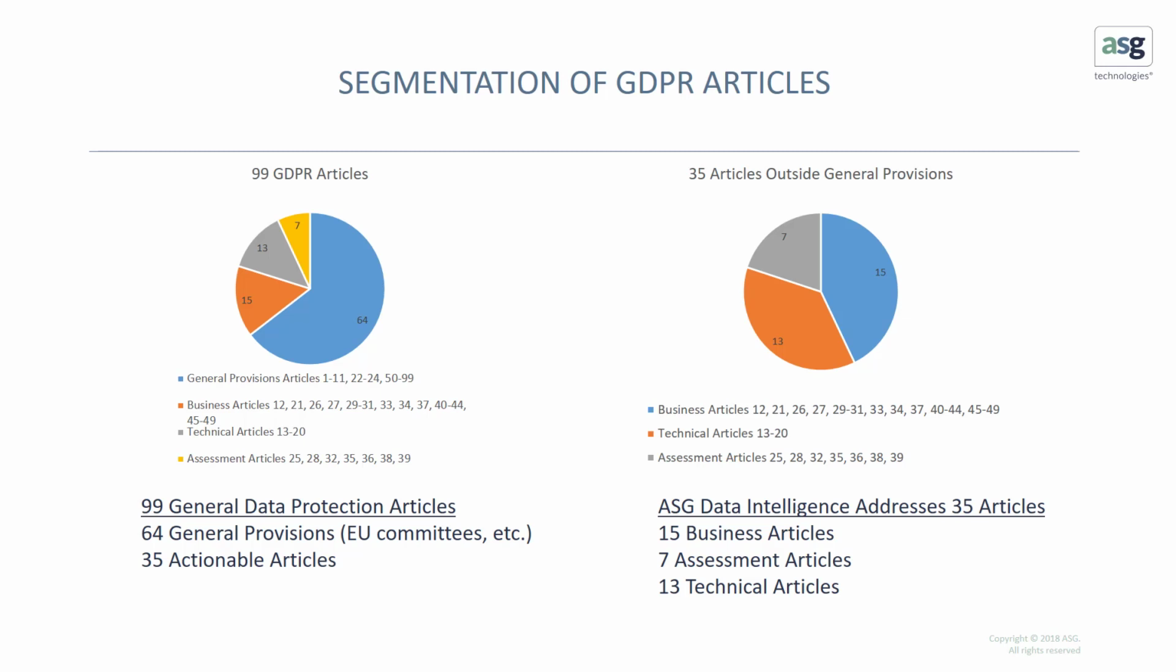general GDPR. When we look at breaking down those 35 articles, 15 of them fall into the business category. So this would be their glossaries, this would be policies, etc. 7 of those articles will fall into the assessment areas, and 13 into the technical areas. Now we will show how the ASG data intelligence platform will address these 35 articles.